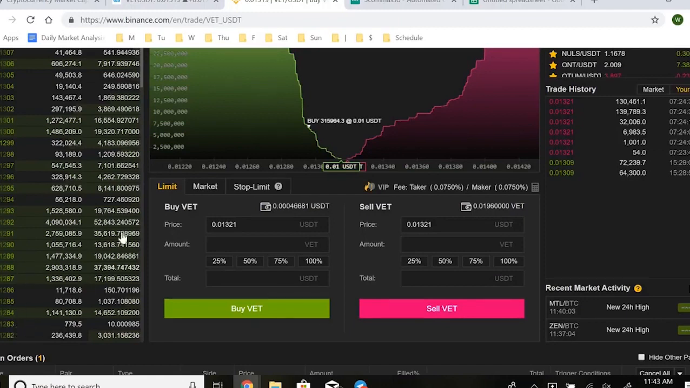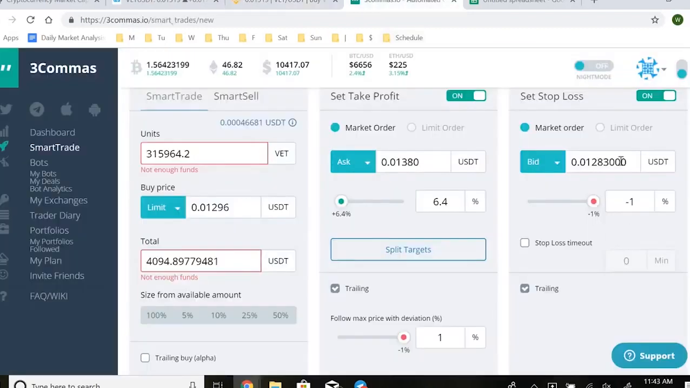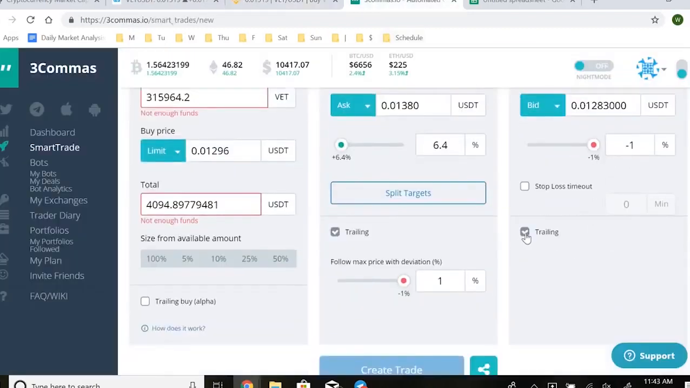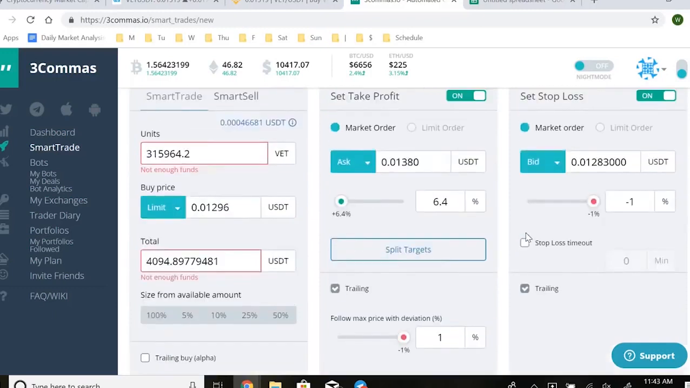1283 would actually be down here under all these buy orders, which is great. So I have that set, and then I'm actually going to select trailing stop loss. So this is something you cannot do with Binance, but is really needed, honestly.